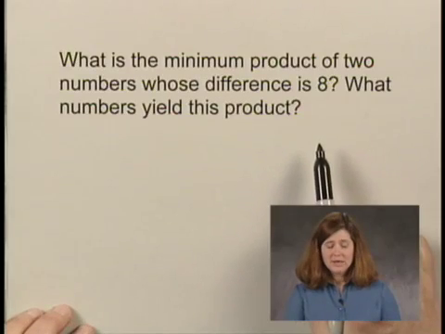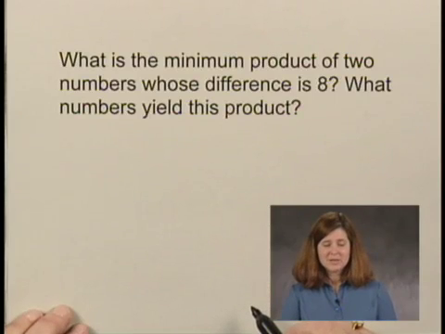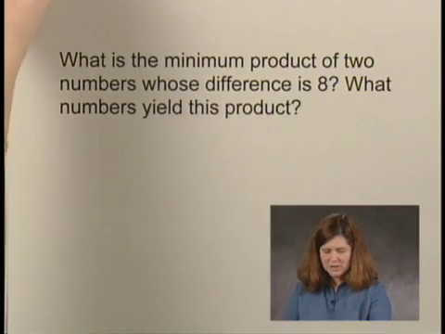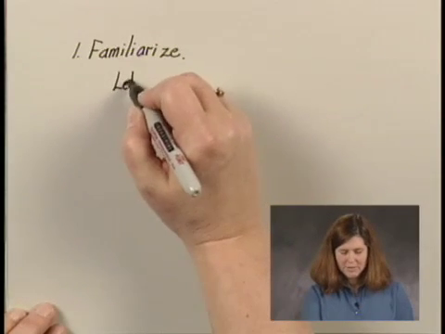We're going to be looking at the product of two numbers, and we're going to be trying to find the minimum product of two numbers whose difference is 8. We're asked to find not only the product, but also the numbers that yield this product. Let's start by familiarizing ourselves with the problem situation, and we'll do that by just letting x and y be the numbers.